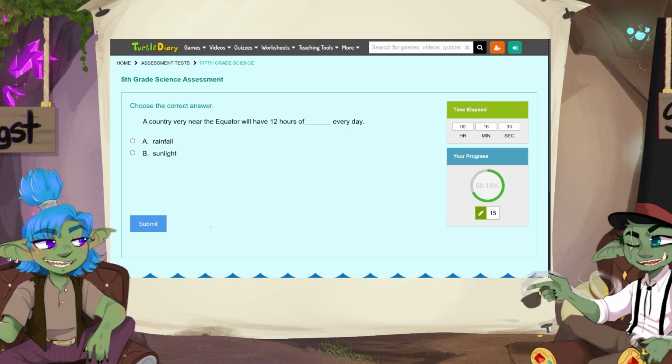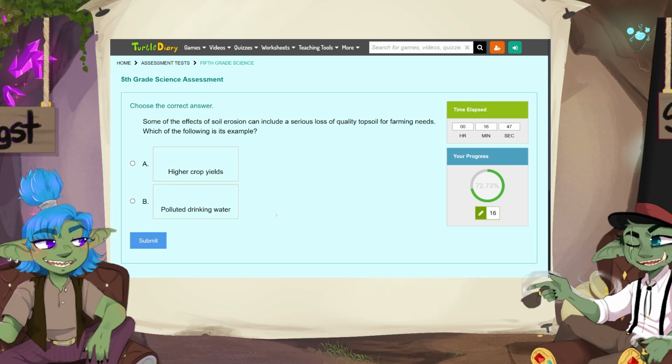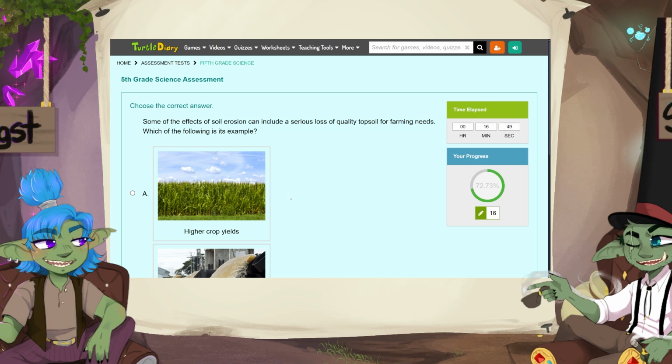Nice! Yes. Okay. A country very near the equator will have 12 hours of blank every day. It's got to be rainfall. Definitely sunlight. I'm just kidding. Okay, it's definitely sunlight. Like the equator shouldn't affect the weather.